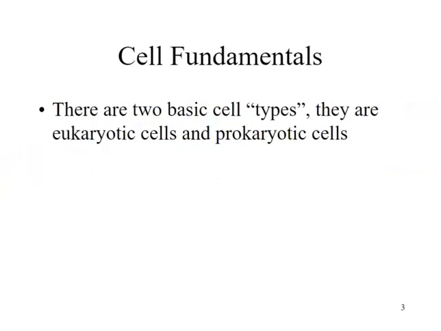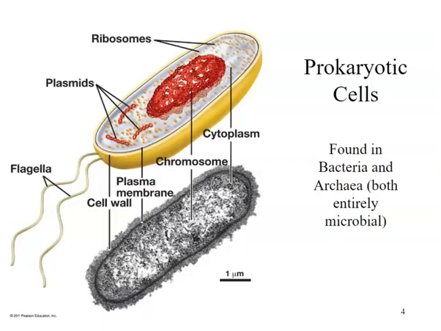First, some cell fundamentals. As you should know by now, there are two basic cell types found in the domains of living things. Those two cell types are eukaryotic and prokaryotic. Here's a diagram of a prokaryotic cell, and below that is an electron micrograph, which is a real image of a prokaryotic cell. Prokaryotic cells lack a nucleus.